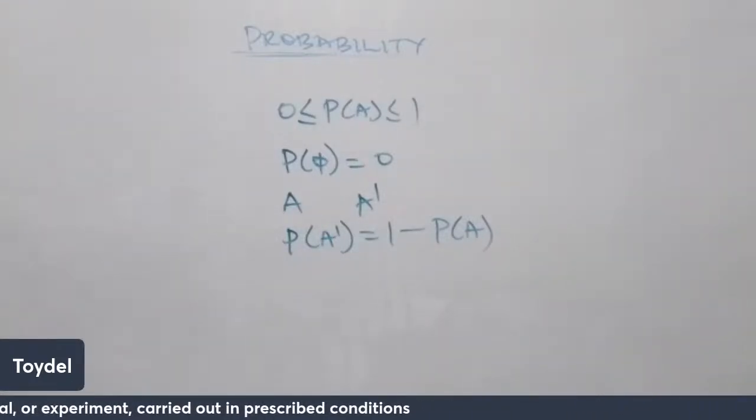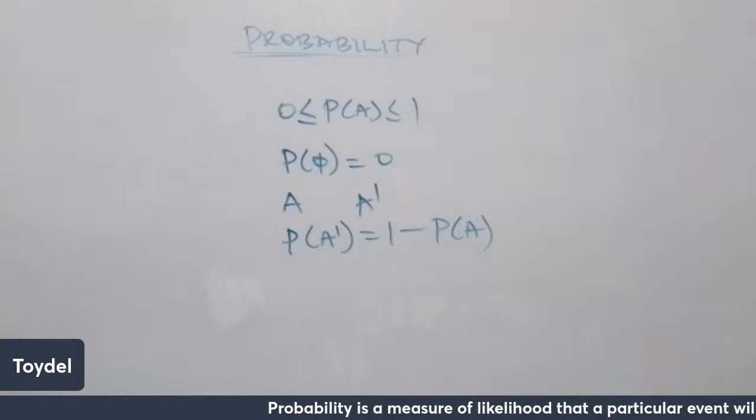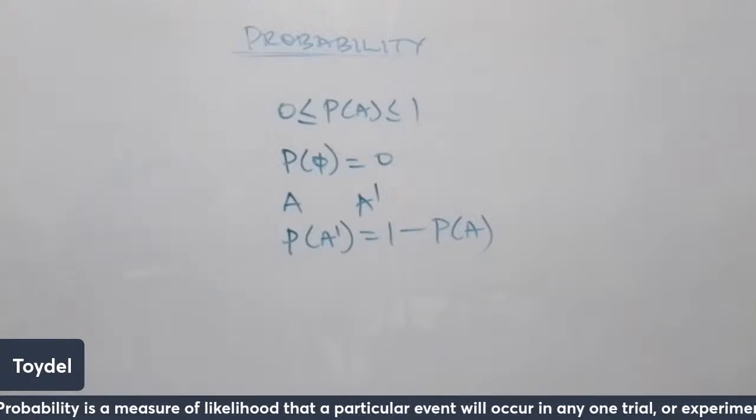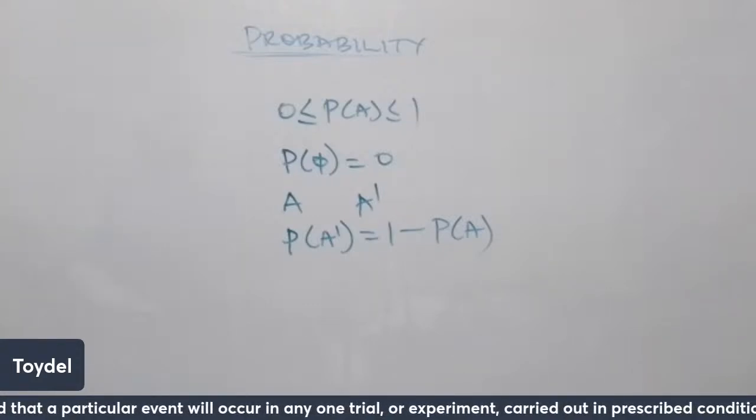And of course, we've talked about mutually exclusive events. If A and B are two events, then the probability of A union B will be the probability of A plus the probability of B minus the probability of A intersection B. That's what we're going to have.